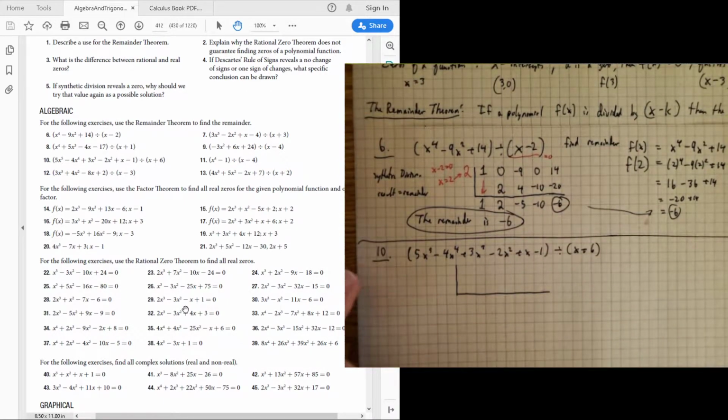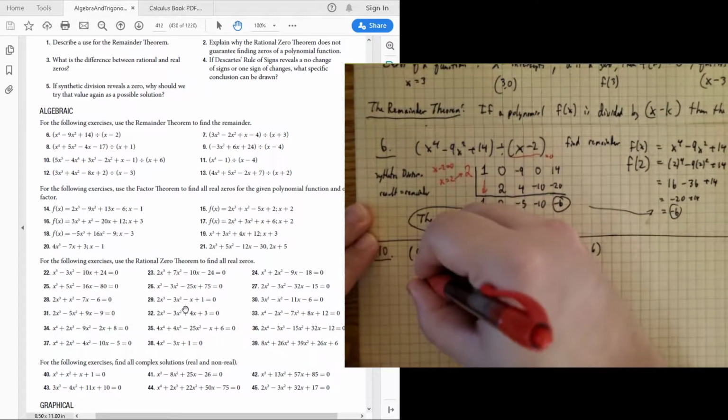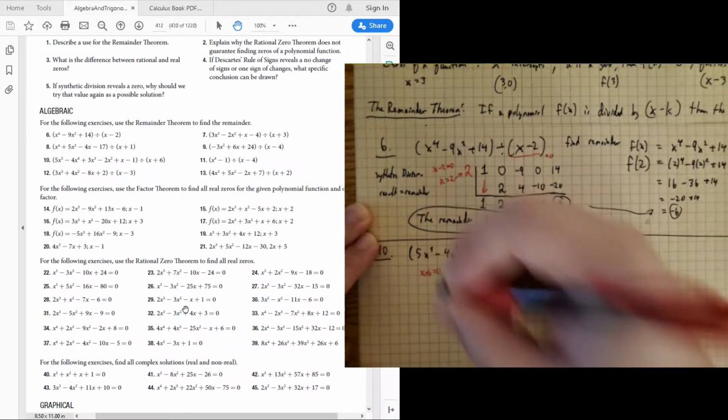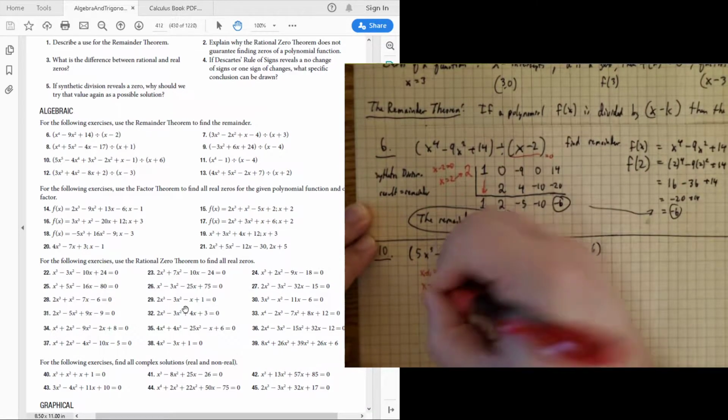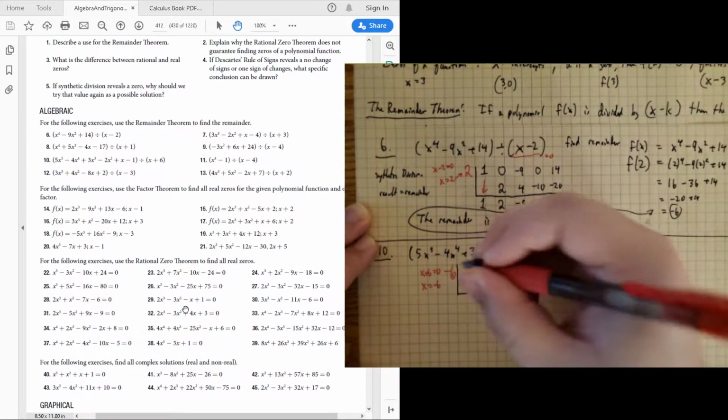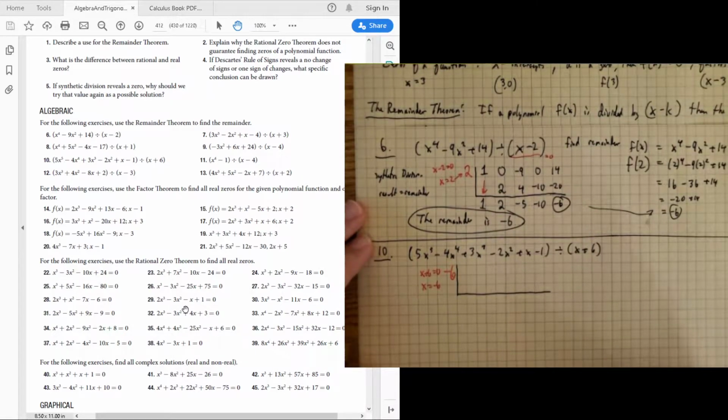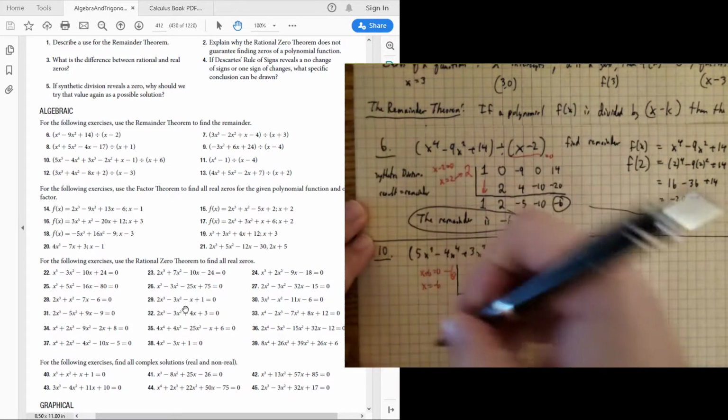Okay, just like before, I take what I'm dividing by, which is x plus 6. I set it equal to 0, and then I solve. Subtract 6 from both sides to get x equals negative 6, which means my number out front should be negative 6. I then take the coefficients of this function.